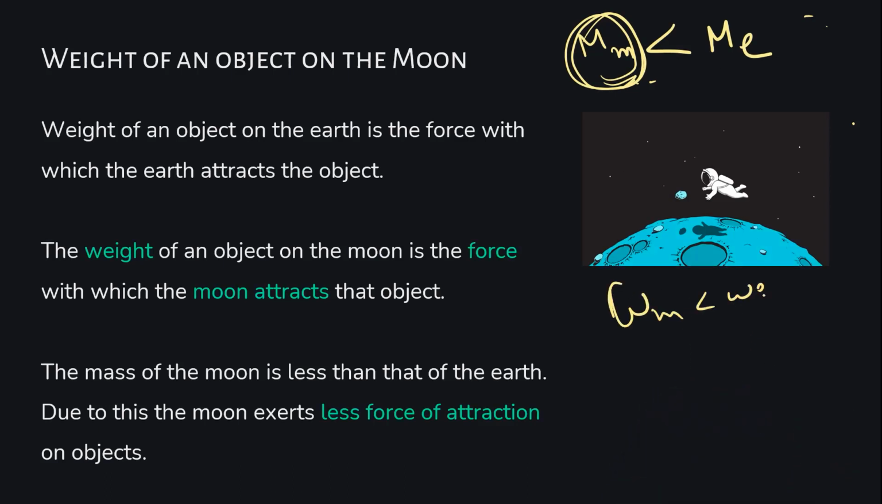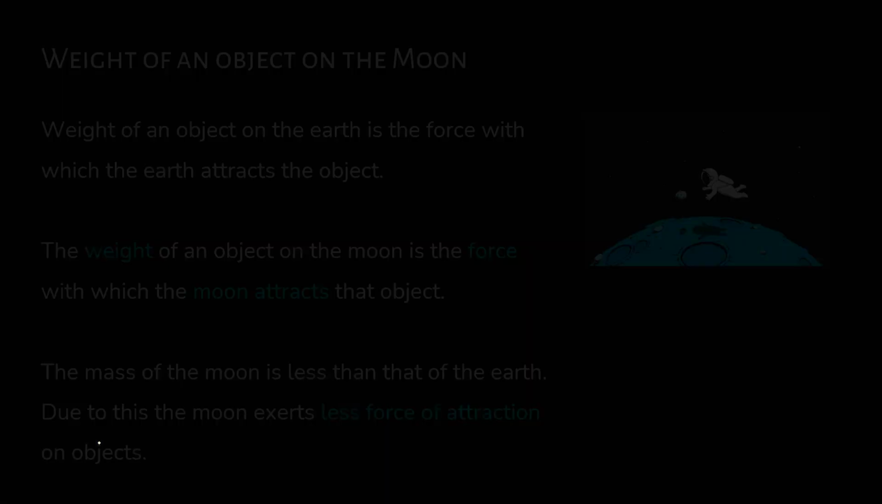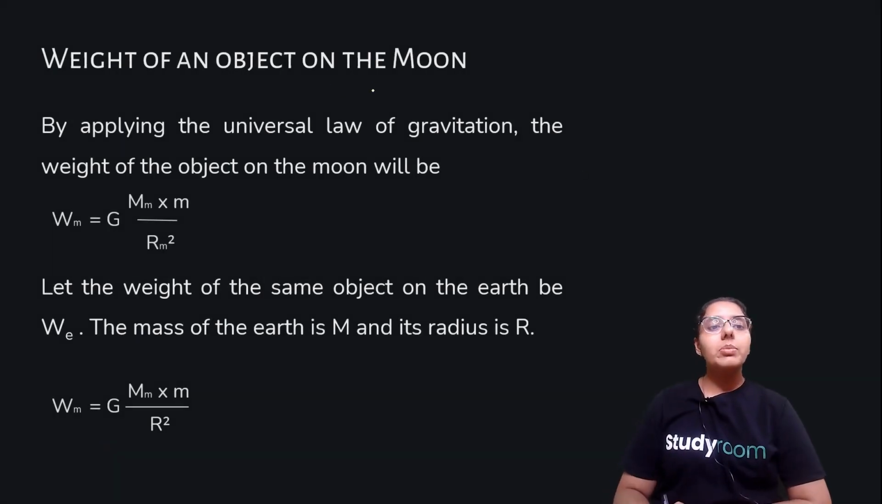If your weight is less, what does that mean? That your force is less, right? Weight is a type of force with which the platform attracts the object, right? If you're talking about the moon, it is the force with which the moon attracts that object. If you're talking about earth, weight is the force with which the earth attracts the objects. So due to the lesser mass of the moon than the earth, it exerts less force of attraction on objects.